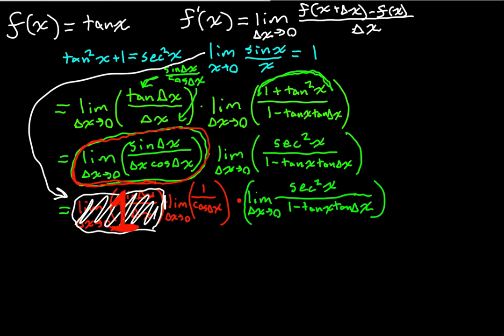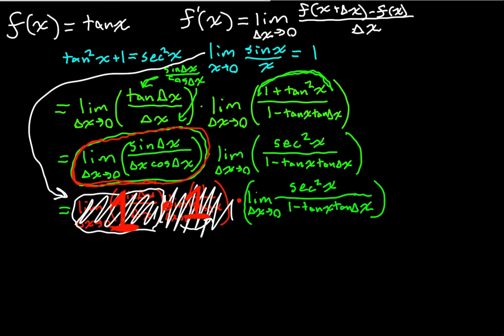Alright, what else can we say? Well, as delta x goes to 0 here, cosine of 0 is 1. So this thing also turns into 1, right? 1 over 1 is 1. So this is also a big 1. So right now we have 1 times 1, so those two expressions that we had there ended up not really changing anything, right?